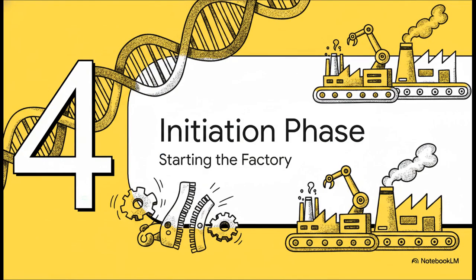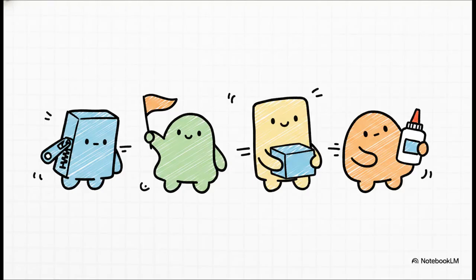Okay, so now that we know how it works in theory, let's check out the actual mechanics in section 4, initiation, unzipping the genes. This is where we officially start the cellular factory. I want you to think of this process as a highly orchestrated microscopic factory floor.